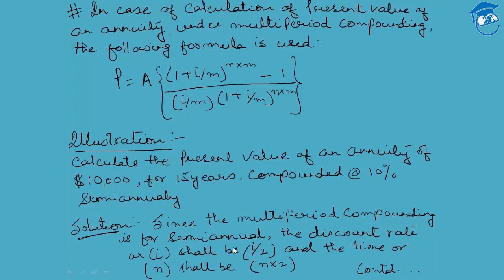If it is semi-annual, it means twice in a year, and the time or n shall be n into 2. So n is 15 years, so n into m, 15 into 2. Why 2? Because so as to show the number of times the semi-annual multi-period compounding is taking place across n number of years. Since the compounding is taking place twice in a year, 2 shall be multiplied by n, which is 15 years, thereby giving us n equal to 30.